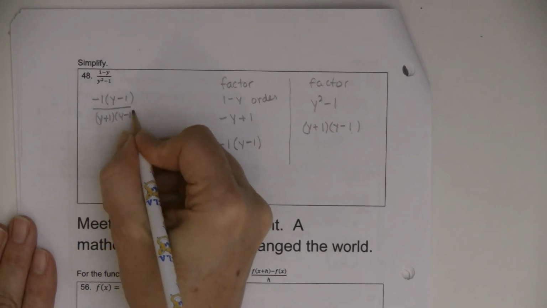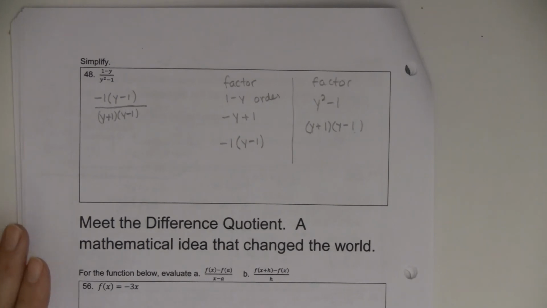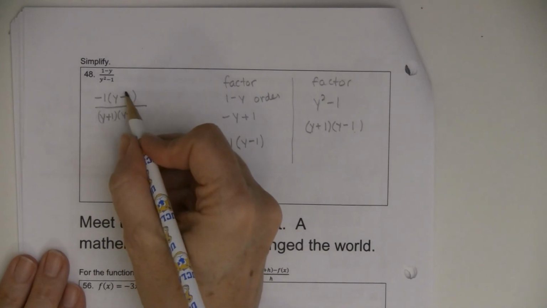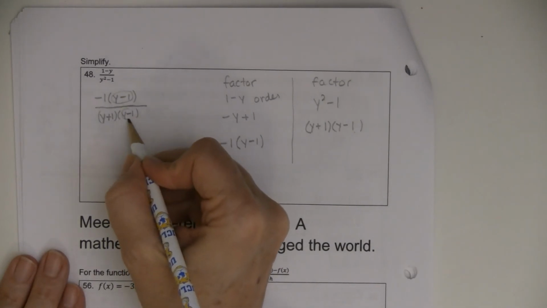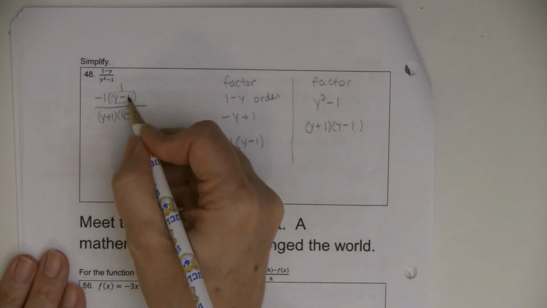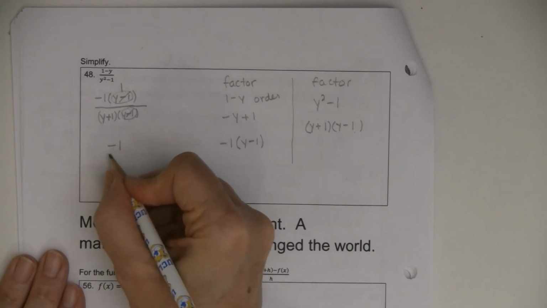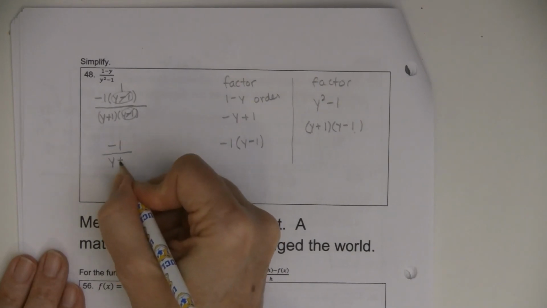And then I'm going to reduce anything that is exactly the same. Because when you divide out two pieces that are exactly the same, you get 1. So y minus 1 divided by y minus 1 is 1. And so when I reduce that, I get 1. And then negative 1 times 1 is negative 1 over y plus 1.